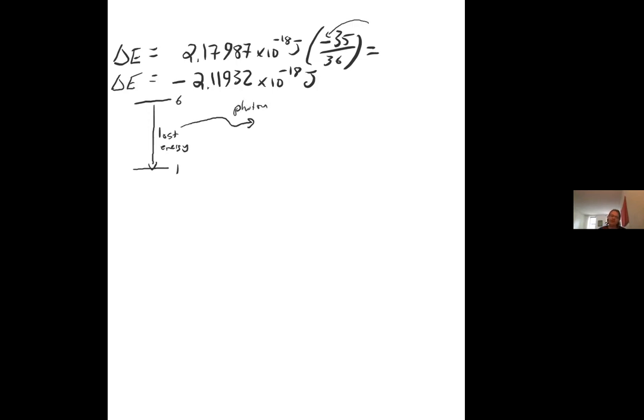You can almost think of it like an exothermic process. In a sense, emission is exothermic, right? So it's releasing the energy from the atom. And so that's why it's negative, okay?